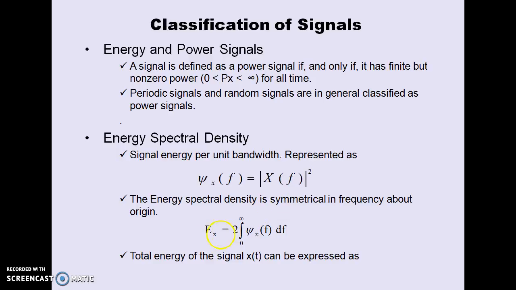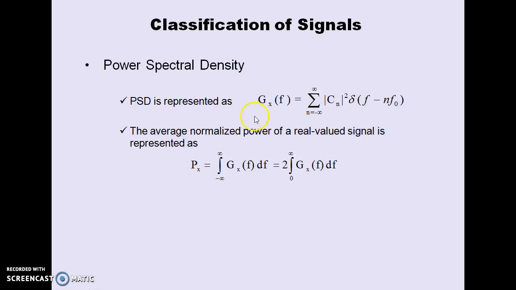But Ex, the energy, can be calculated directly from this ESD using this formula. Ex is equal to 2 times the integral from 0 to infinity of psi_x(f) df, considering that the spectral density is symmetrical in frequency. But if it is not symmetrical, then this 2 will be omitted and the integration limits will be minus infinity to infinity. This is the formula to find the power spectral density, PSD, Gx(f), and the average normalized power can be calculated directly from this PSD as Px is equal to the integral from minus infinity to infinity of Gx(f) df. So you can calculate PSD and ESD directly from the signal.